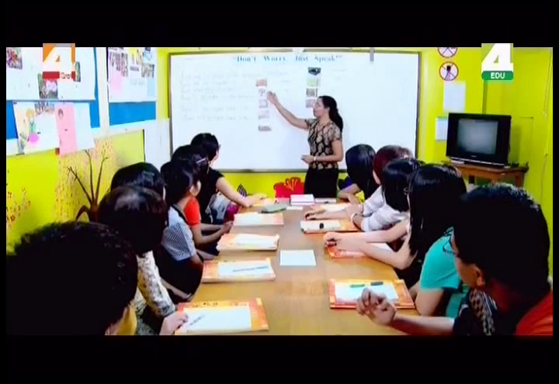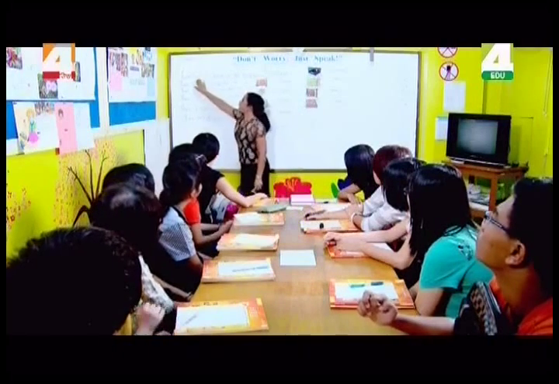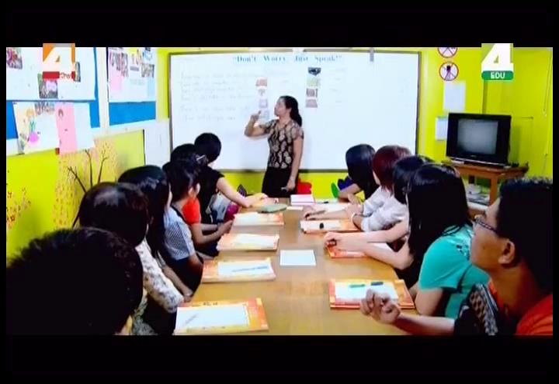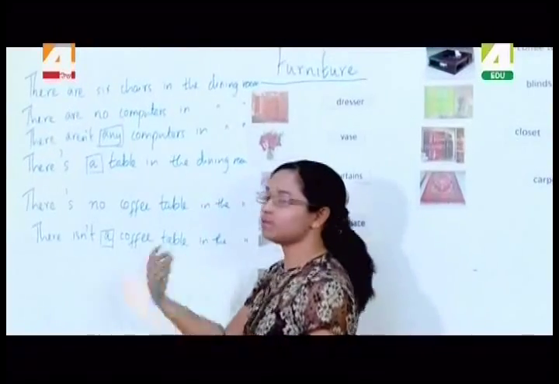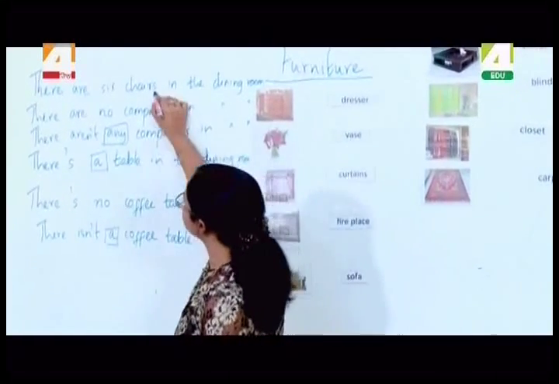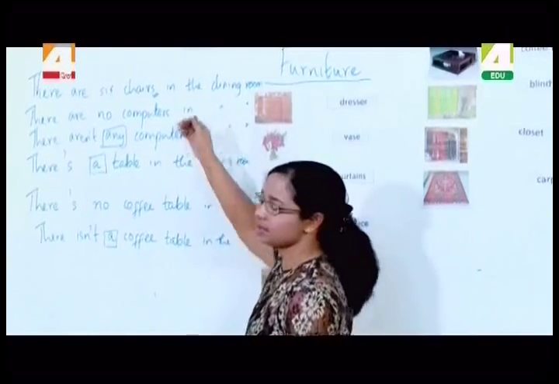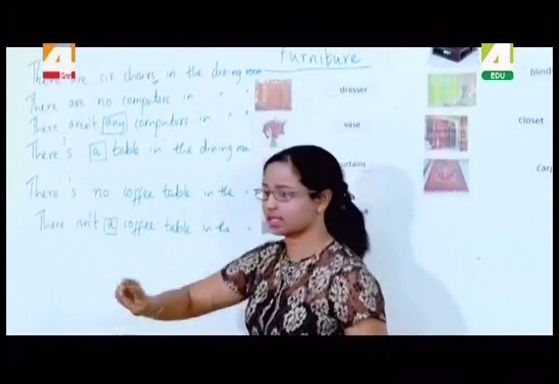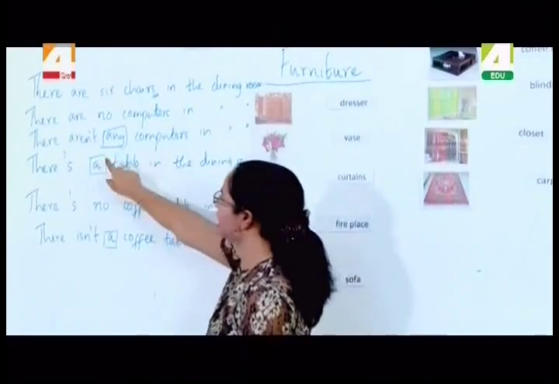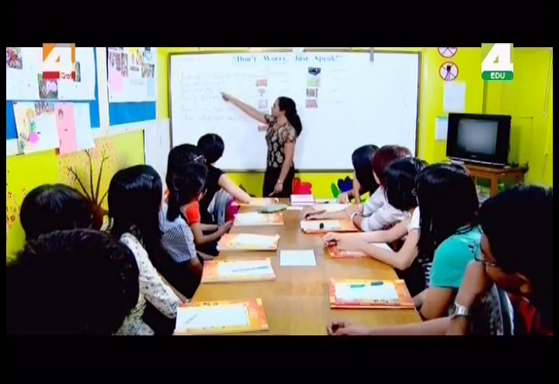Okay, so do you know how to use there is, there are? Yes, so let me explain to you again. There are we use for plural nouns, more than one. Okay, there are. Okay, and then 6 chairs, we have to use plural noun, right? So negative, if we use as a negative, you can use 2 sentences. There are no computers in the dining room, or there aren't any computers in the dining room.